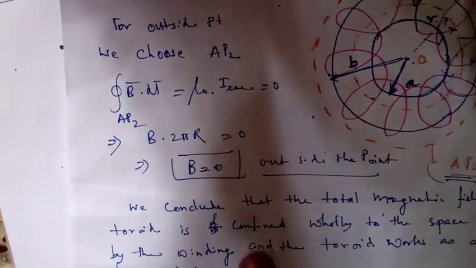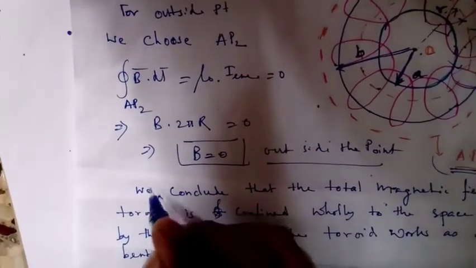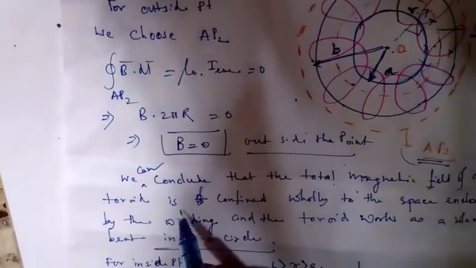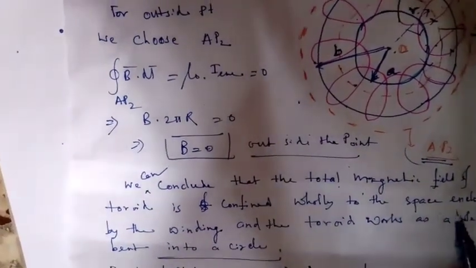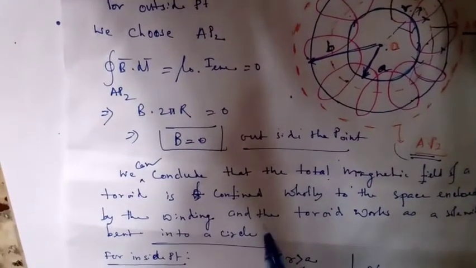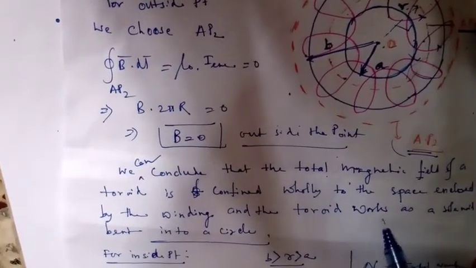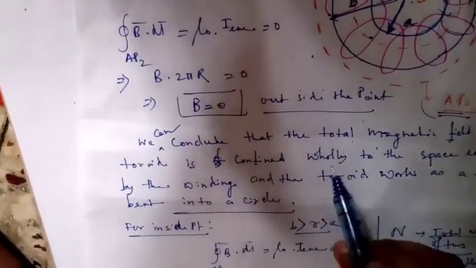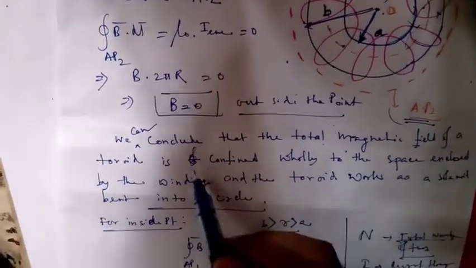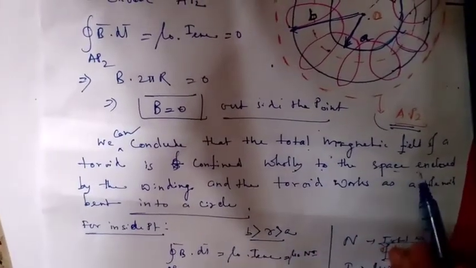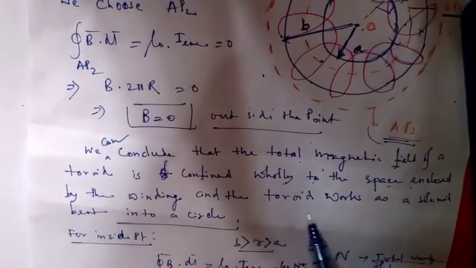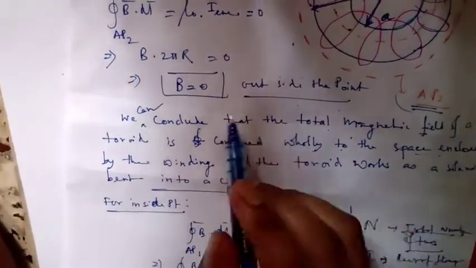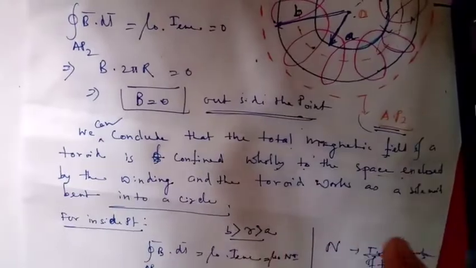From this we can conclude that the total magnetic field of a toroid is confined wholly to the space enclosed by the winding, and the toroid works as a solenoid bent into a circle. That is, B equal to 0 at the outside point.